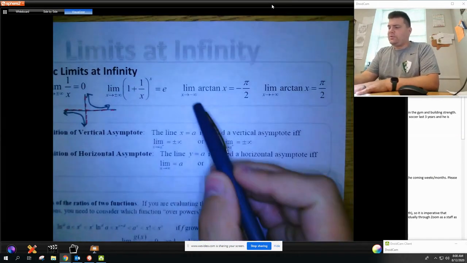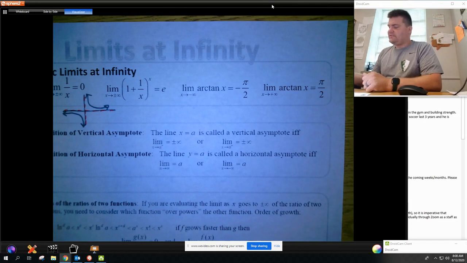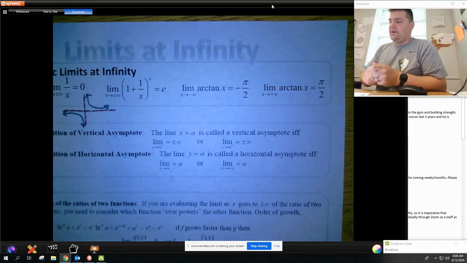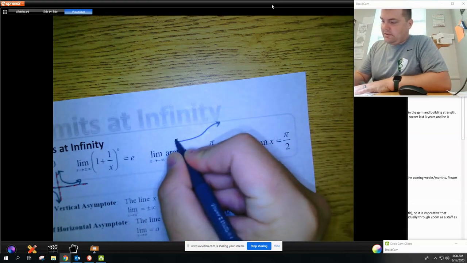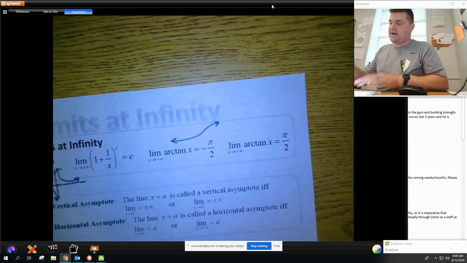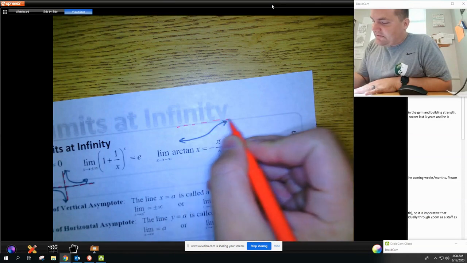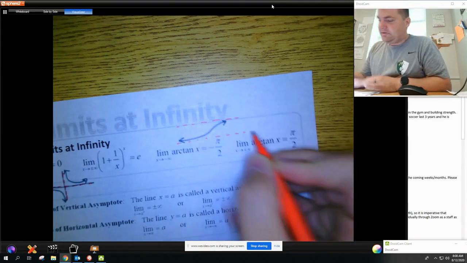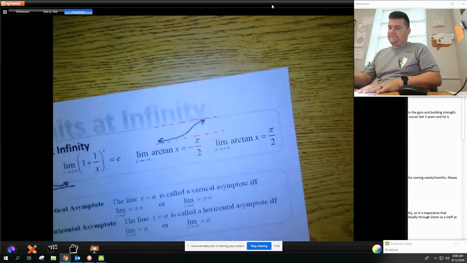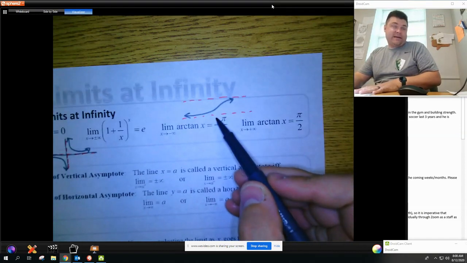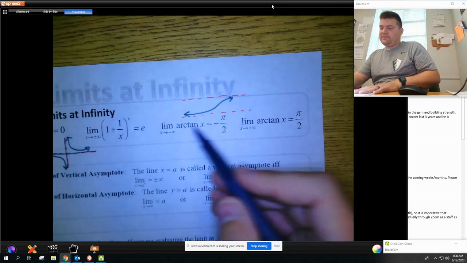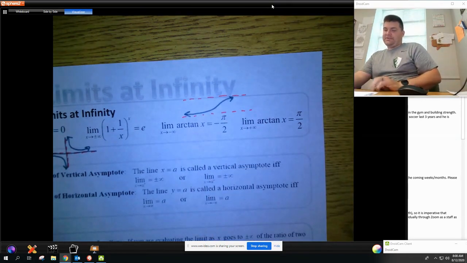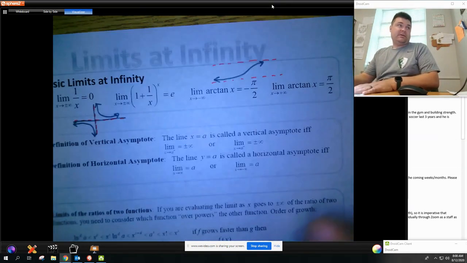And then just knowing what arctan is, I sketched this in a previous video. It's in the archives, but this is what arctan looks like. It's this function right there, and it's got 2 horizontal asymptotes. The bottom one is negative pi over 2. The top one is pi over 2, so that's why those limits are what they are. Okay, so those are just some that you need to know.